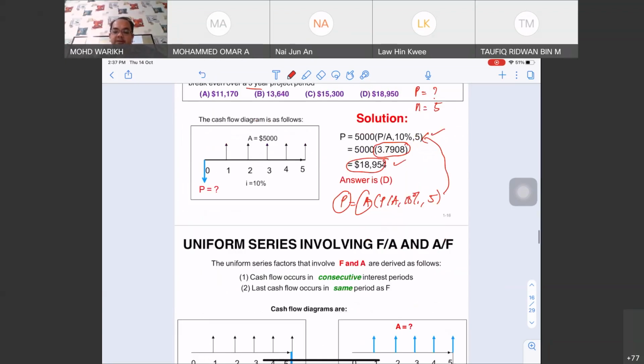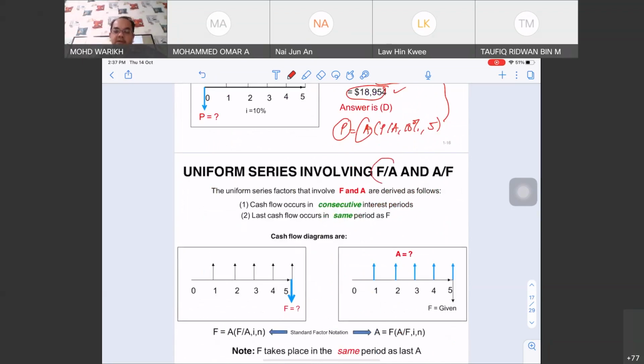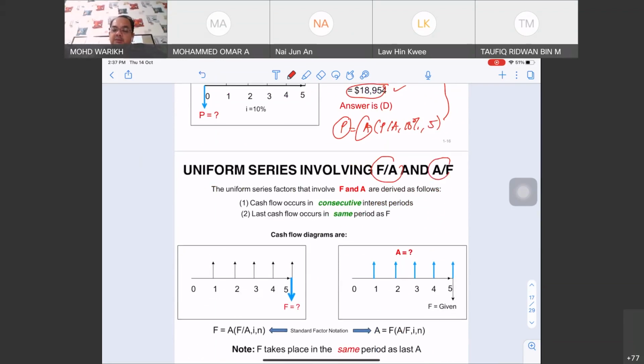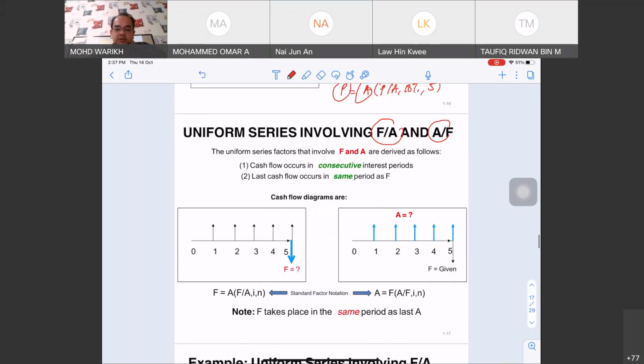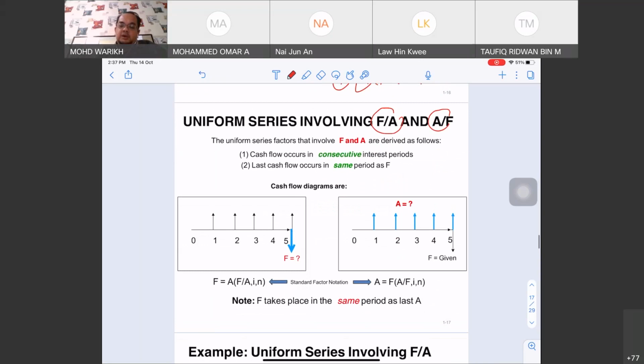Next is about F over A, the future. You have to find F, A is given, or you have to find A, F is given. So from this one, we know that you have to find F. F is future, that means it is the end of the year. The end of what number of years? If you give n is 5, then at the end of year 5, you have to find F, right?